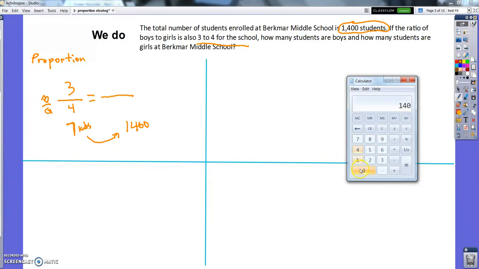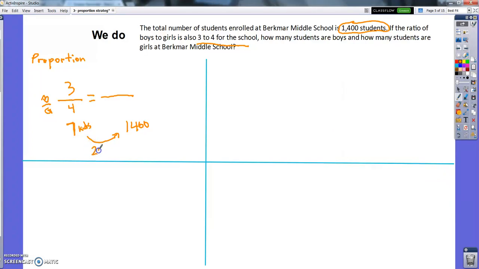1,400 divided by 7 is 200. So I have 200 sets of 7 kids to get to all these kids, right? So I have 200 times as many kids, and I keep the ratio. That would also mean I had 200 times as many boys and 200 times as many girls. So 3 times 200 is 600. If I had 1,400 kids, 600 of them would be boys, and 800 of them would be girls. These are equivalent ratios.